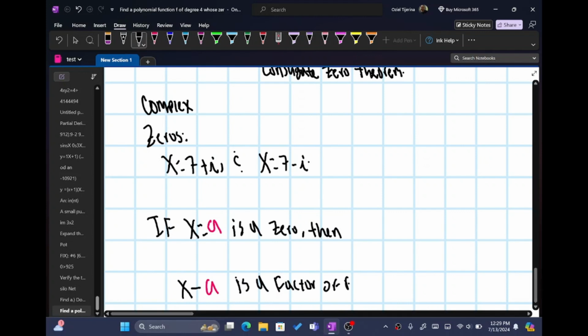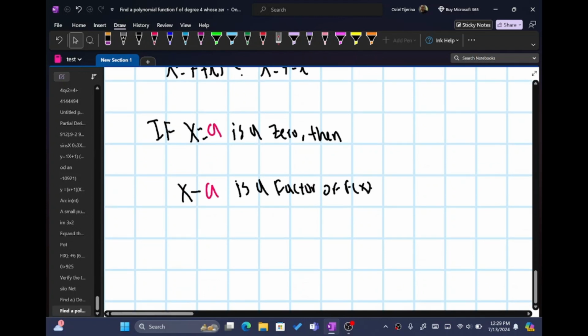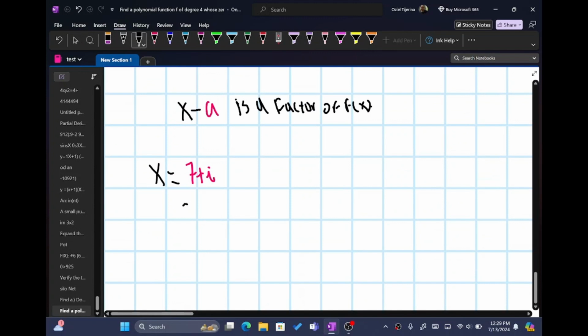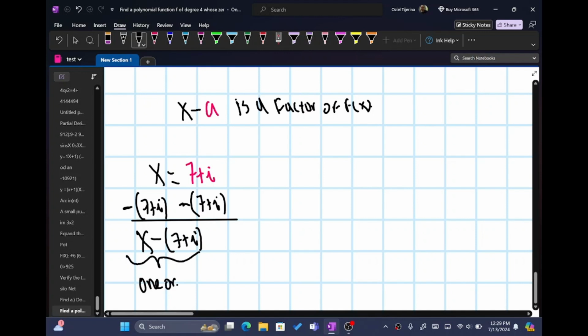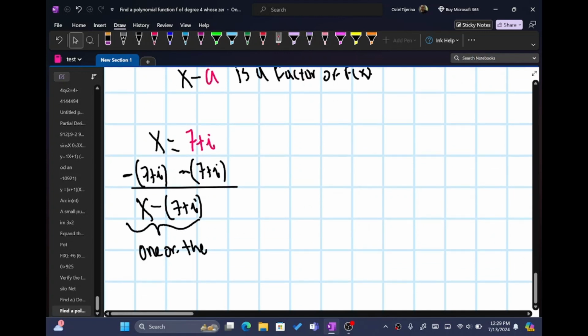Using this definition, guys, we're going to make a equal to 7 plus i first. So we subtract 7 plus i: x minus the quantity 7 plus i. So one of the factors will be x minus the quantity 7 plus i. This is one of the complex factors.